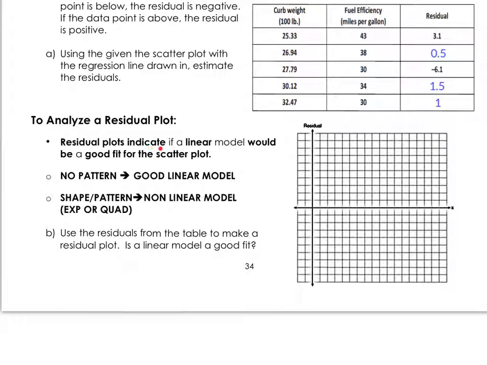So the residual plots indicate if a linear model would be a good fit for the given scatter plot. If there is no pattern, it means that it's a good linear model. But if we start seeing a shape or a pattern, then that means that it's a non-linear model. We cannot tell what it is, but if there is a shape or pattern, all we know is that it is a non-linear model. We cannot say whether it's exponential or quadratic, but it'll look more like that in the residual, and we'll explore this more in class.